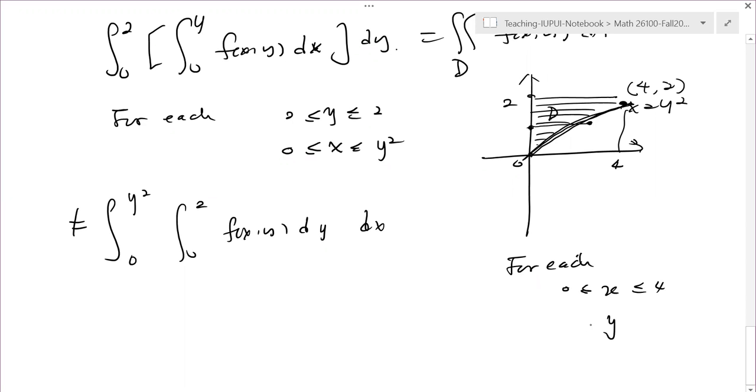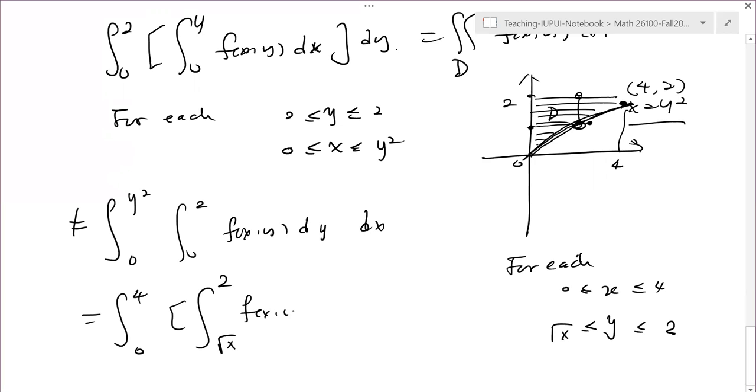and 0. So the upper bound for the y variable, look at this 2, right? So you have to figure out what is 2. The lower bound for the y variable is determined by the relationship x equals y squared, but you have to solve for y in terms of x as the square root of x. So that's going to be the integral of the square root of x and 2, this is going to be the y variable, and the dx.